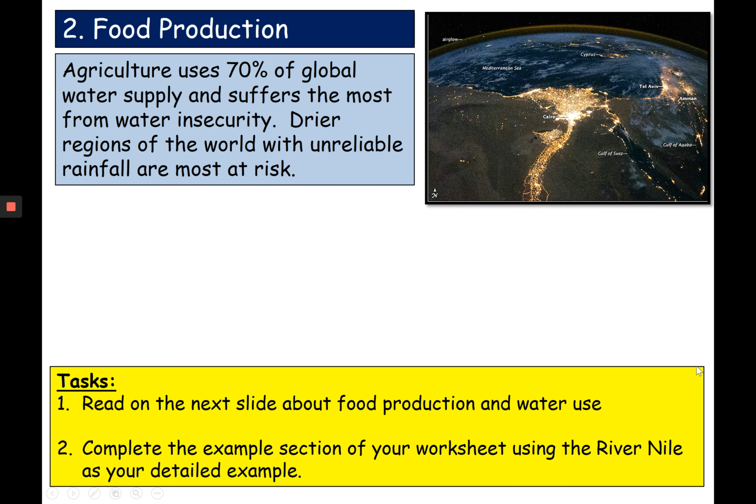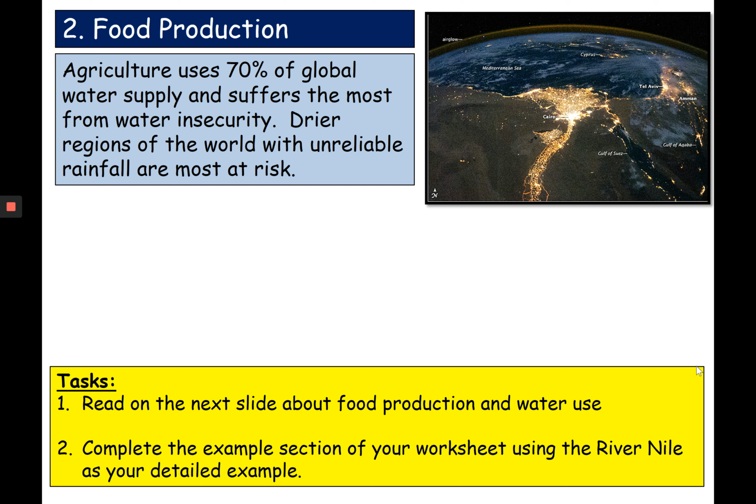So our second issue we're going to look at is food production. And as it says on the slide there, agriculture, so farming for food, uses around 70% of global water supplies. And obviously, as I said earlier, we've got a growing population, 7.7 billion people and growing. We've got to have enough food, and most of that is going to come from farming, so from agriculture. And to produce that food, either watering the crops or feeding the animals, we need water. It's heavily reliant on water use.